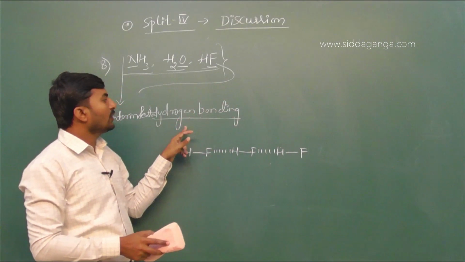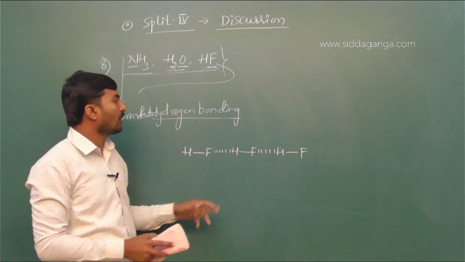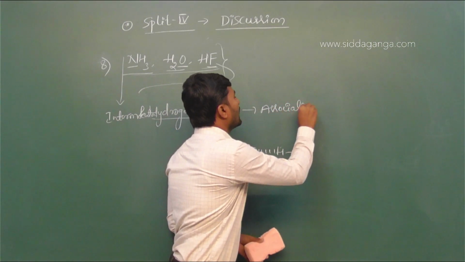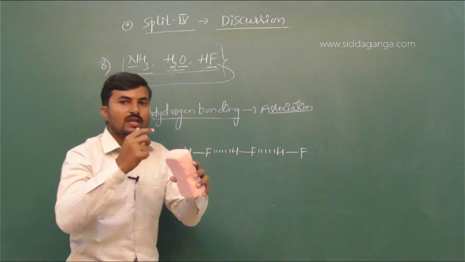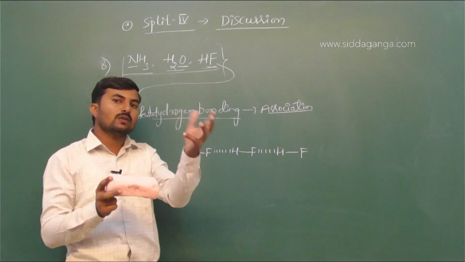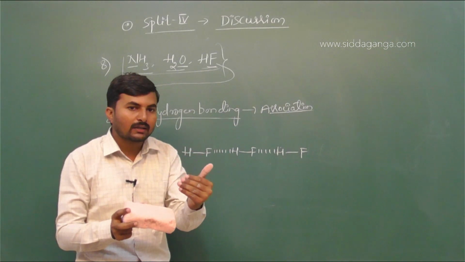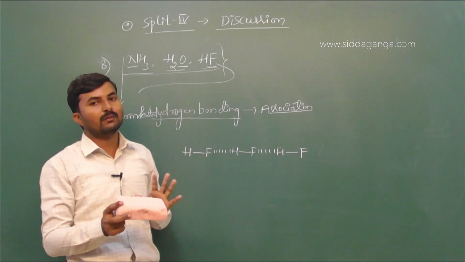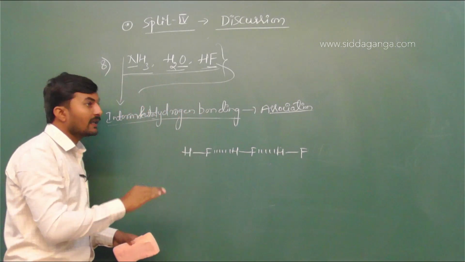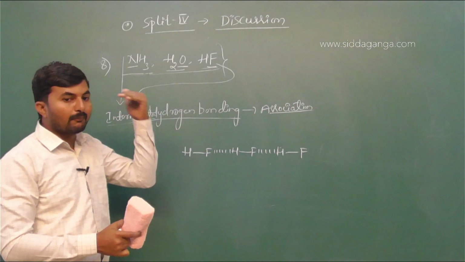With the involvement of intermolecular hydrogen bonding, what does it cause? Association of molecules. When the molecules get associated, the bonds between the molecules get stronger now. Bonds getting stronger means more energy is required in the form of either melting points or boiling points. So the intermolecular hydrogen bonding is the main reason that these hydrides show abnormally higher melting and boiling points.